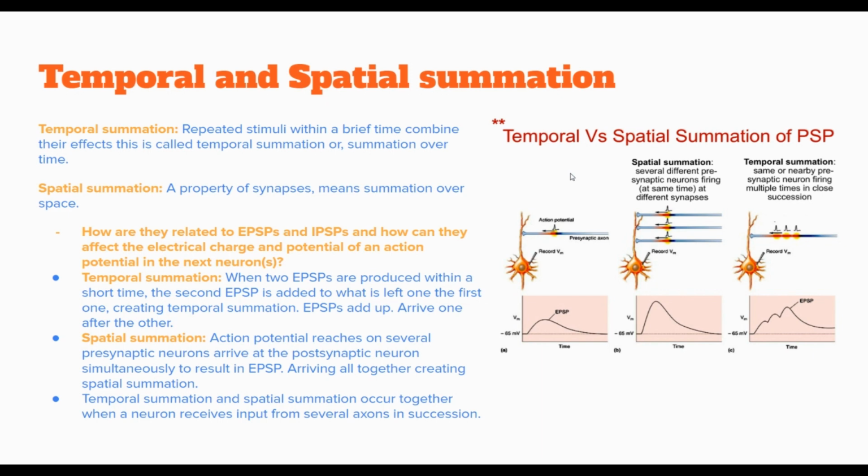Spatial summation. Action potentials on several presynaptic neurons arrive at the postsynaptic neuron simultaneously to result in EPSPs arriving all together, creating a spatial summation. Temporal summation and spatial summation occur together when a neuron receives input from several axons in succession.